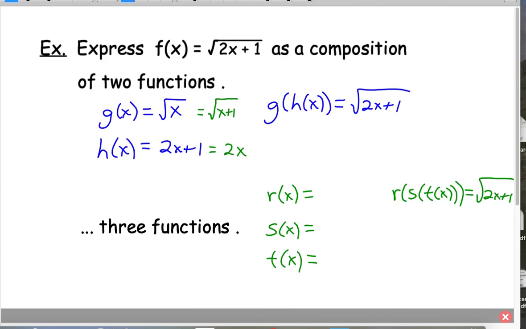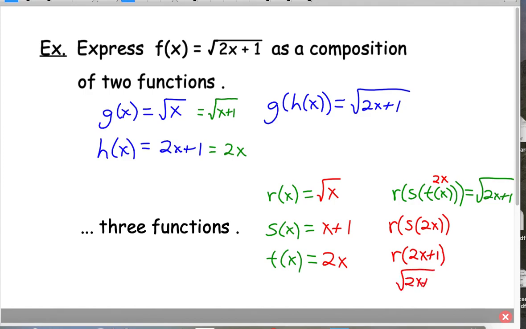So let's see, one thing I could do is I could say r of x equals the square root of x. And then I could say s of x is equal to x plus 1. And then t of x is equal to 2x. So then when I compose these, I take 2x and that goes in here. So then I'm going to have r of s of 2x. And then when I take 2x and give it to s, that's going to give me 2x plus 1. And then when I send that to r, I get the square root of 2x plus 1. So that's just one example, but there are many.